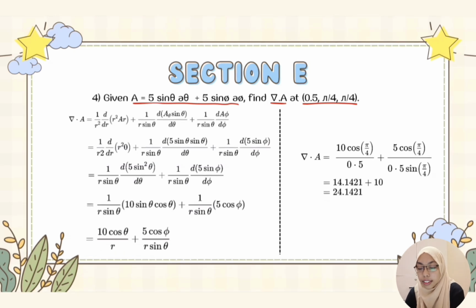So that we need to solve the A theta at a point 0.5, pi over 4, pi over 4. 0.5 is r, pi over 4 is theta, and pi over 4 is phi. We put this point into the formula and we can get tan cos pi over 4 over 0.5 plus 5 cos pi over 4 divided with 0.5 sin pi over 4. We can get 14.14 plus 10, and the final answer is 24.14.